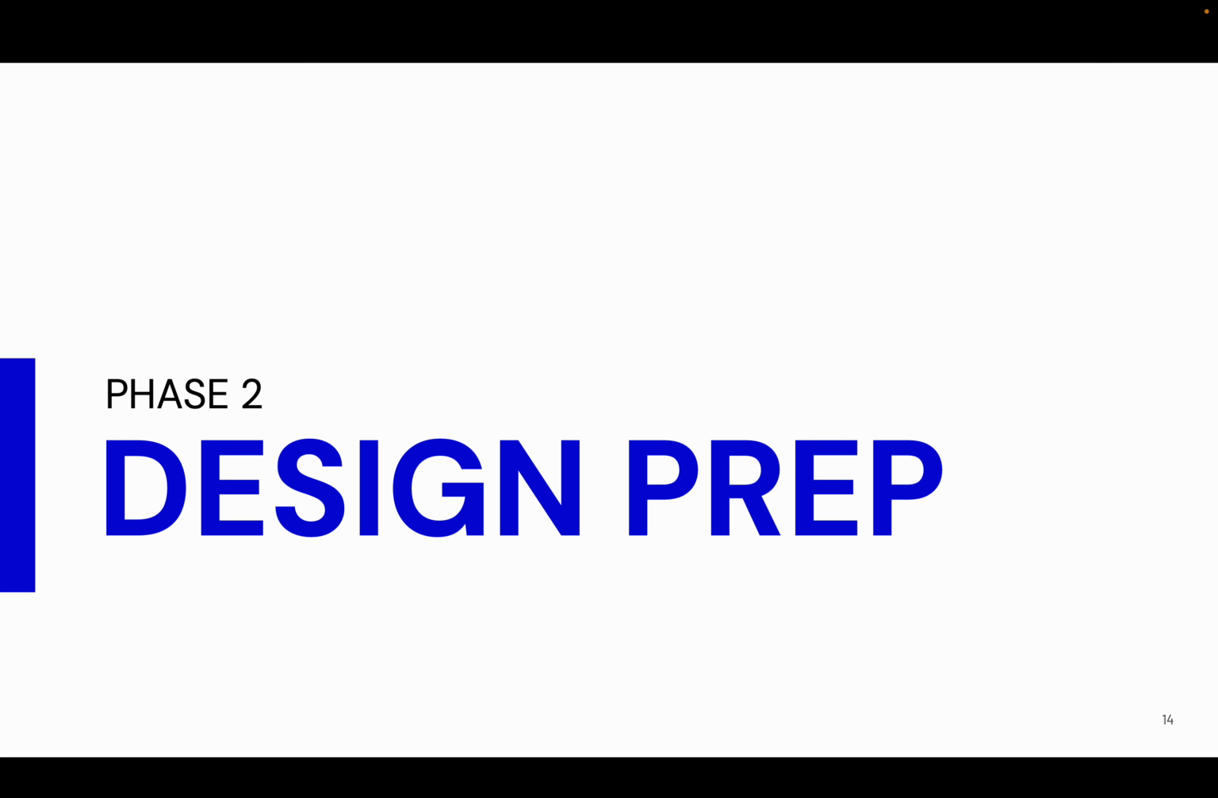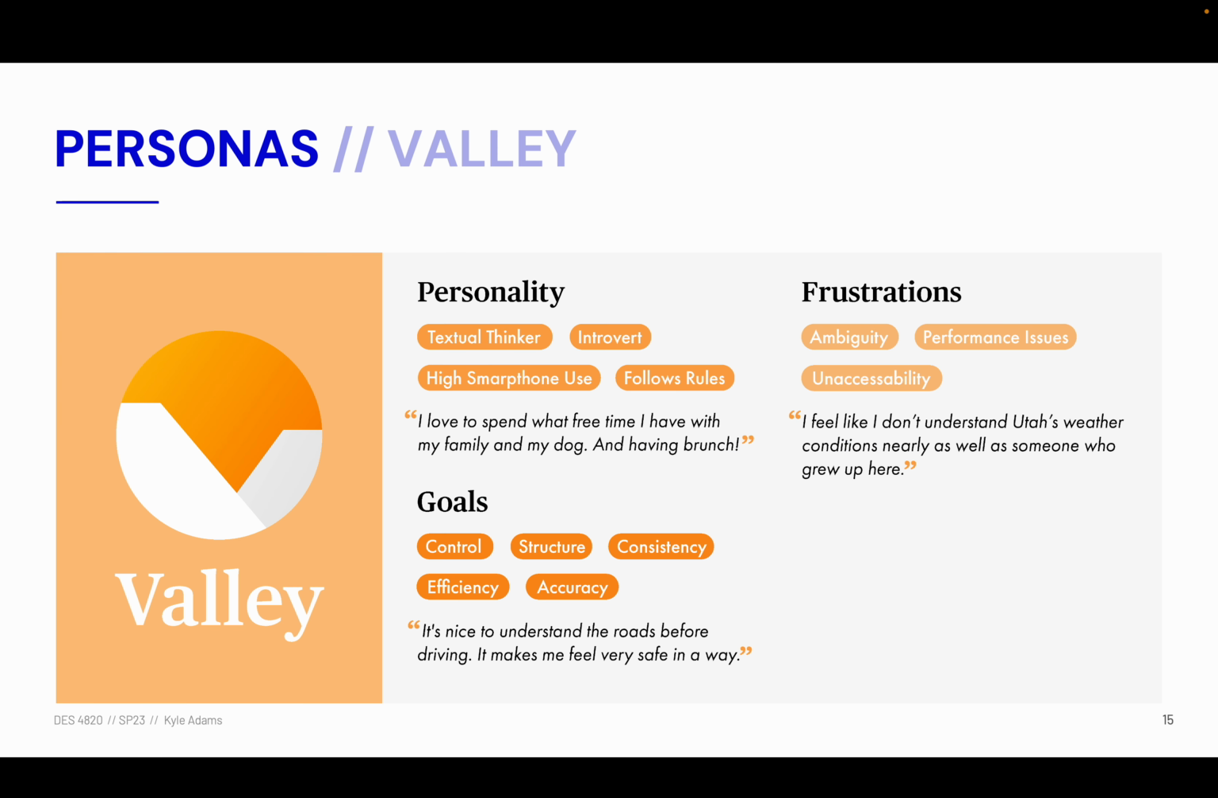With all of this research out on the table, I moved into the design prep phase. This kicked off with creating two personas from my interview data. First, let's introduce Valley. Valley is always prepared and relies on having structure in their day. They know life can get chaotic fast, which is why they always plan 2 steps ahead and leave nothing to chance.